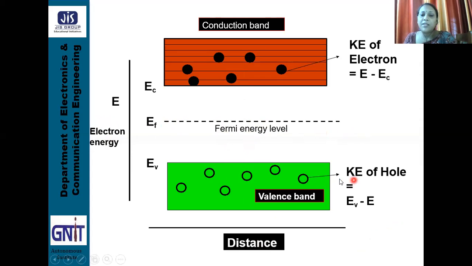So here we can see that the kinetic energy of a hole is nothing but EV minus E. This is the kinetic energy of the hole. And the kinetic energy of an electron is nothing but E minus EC. So this much amount of energy is required to move an electron from the conduction band EC to the extreme level of the conduction band.